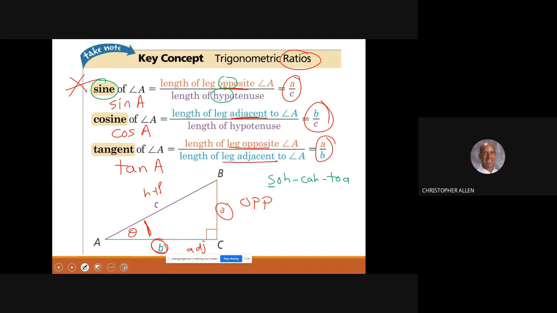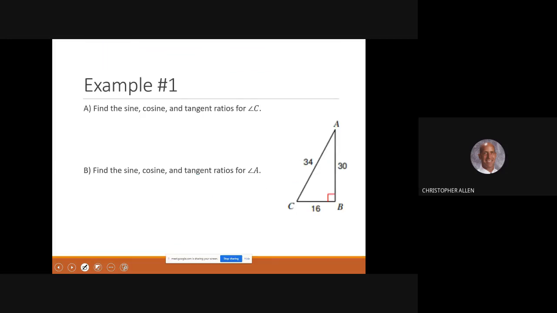Ka. Can you guess why there's a C right there? Cosine, which is adjacent over hypotenuse. Toa. Guess why there's a T there? Tangent, which is opposite over adjacent. So it's OA. So, ka, toa. I'm mentioning that to you because it has always helped me remember these ratios. It's called a mnemonic device.